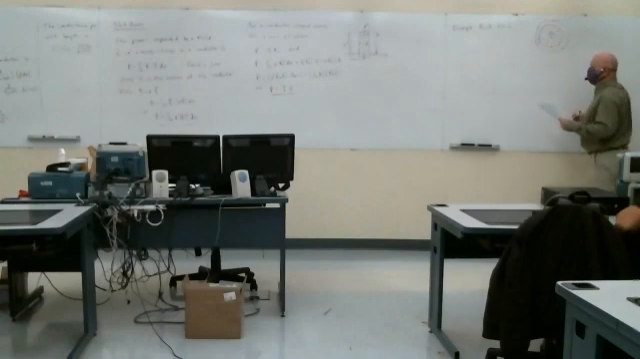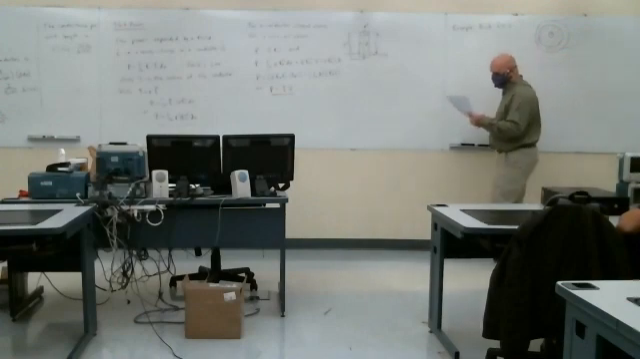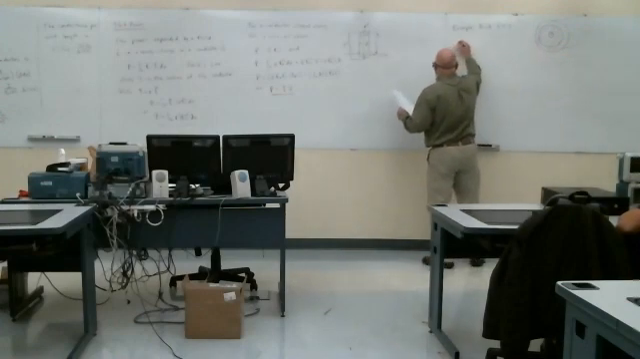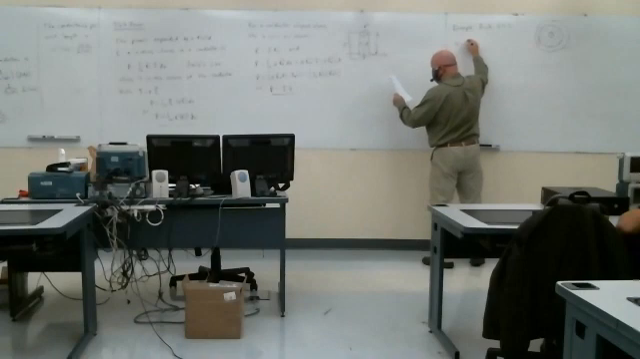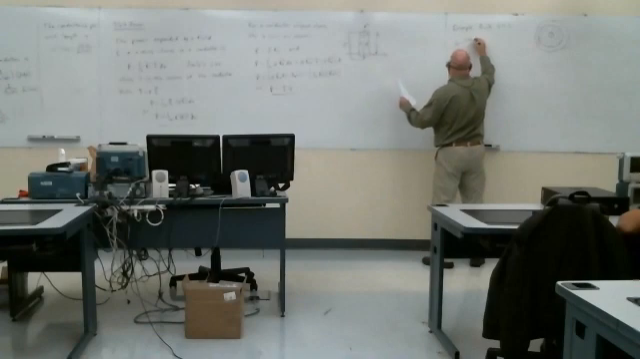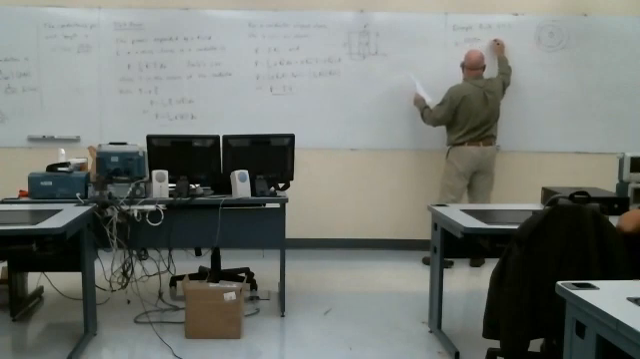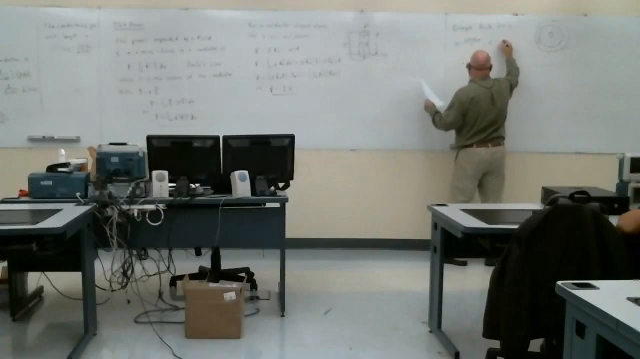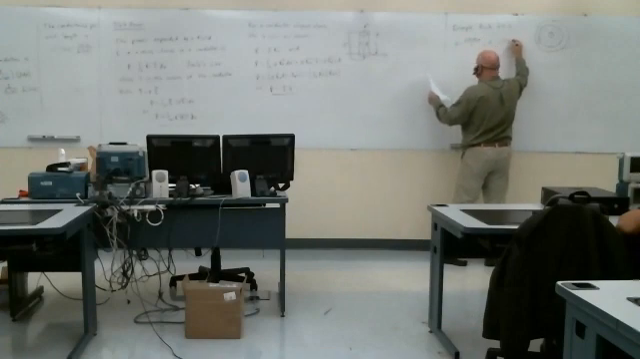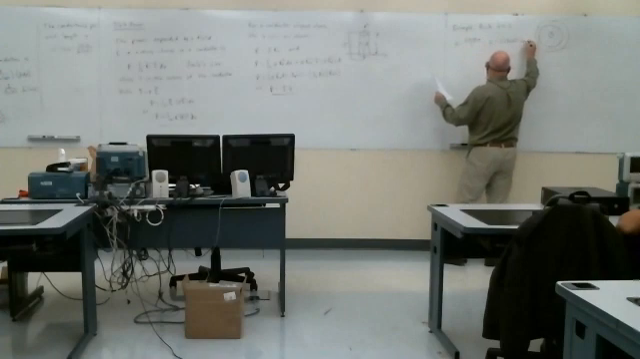The radius of the inner conductor is A. In the problem statement, they give us the diameter, so A is actually the diameter, 0.0584 centimeters, divided by 2. And they give us the conductivity of the material. It's 2.28 times 10 to the 7th Siemens per meter.